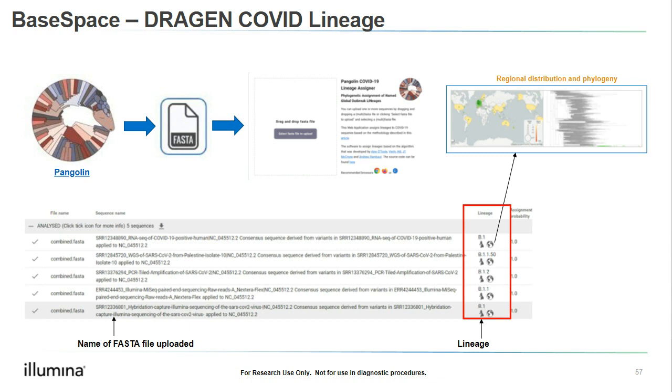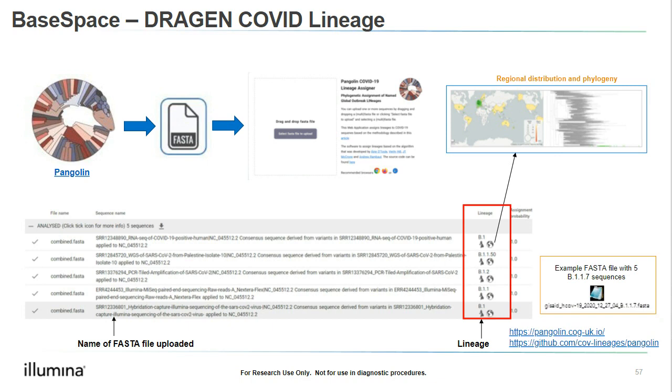I also include here an example of a FASTA file with the UK variant sequences that you can download from here. And I also include the GitHub page for Pangolin with a lot of useful information about the lineage dataset. But again, the Pangolin tool is built into the COVID Lineage app with the most updated version.